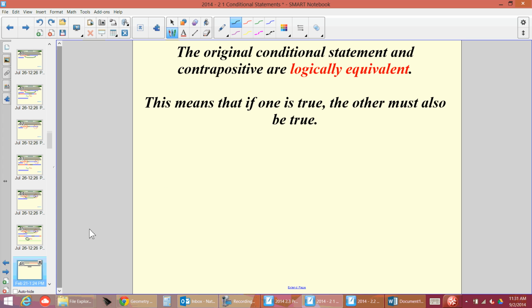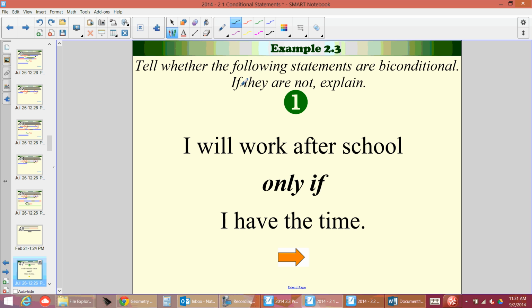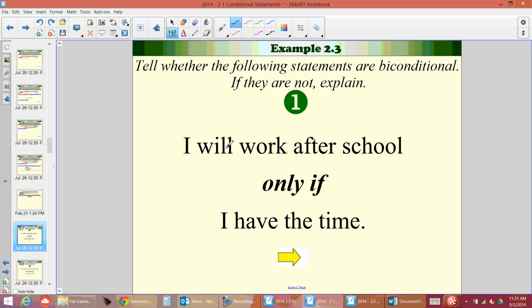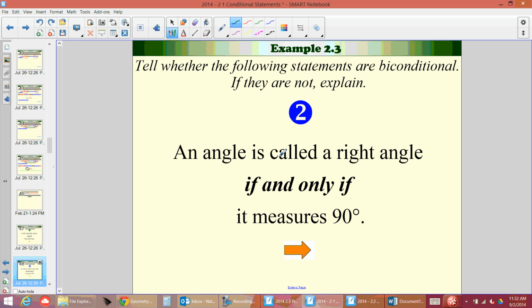So right here we go on. Again, we talk about the original conditional statement and the contrapositive being logically equivalent. Means if one's true, then they're both true. I will work after school only if I have time. Are these biconditional? They go both ways. I will work after school if and only if I have time. Think about these ones on your own.